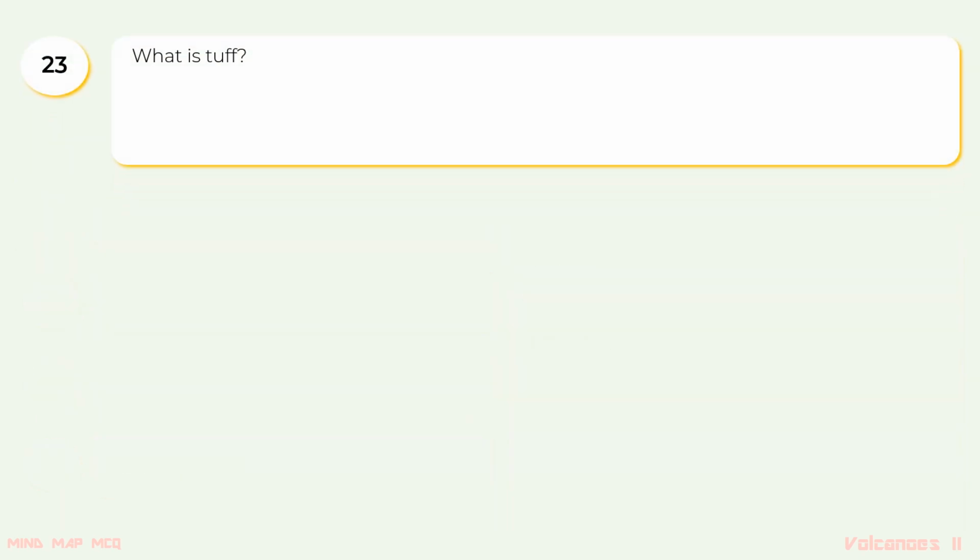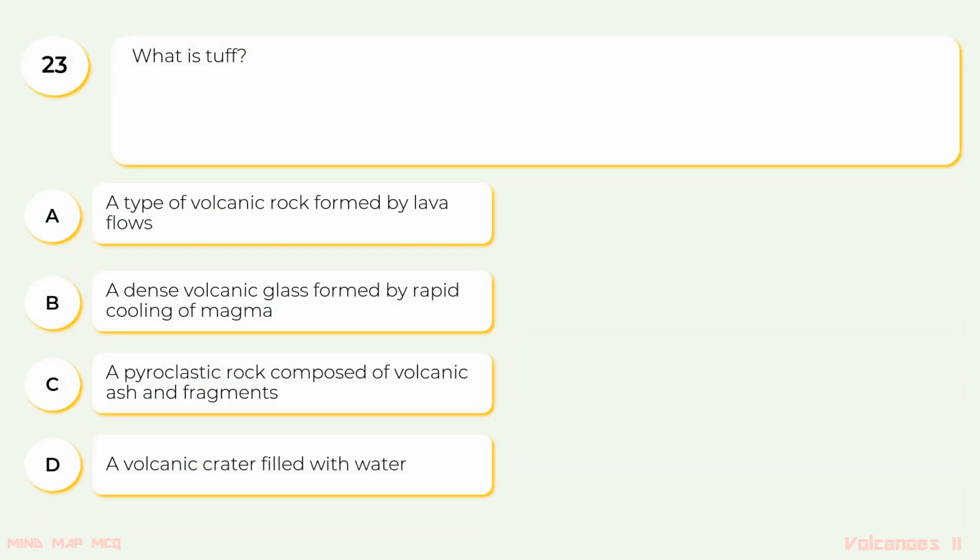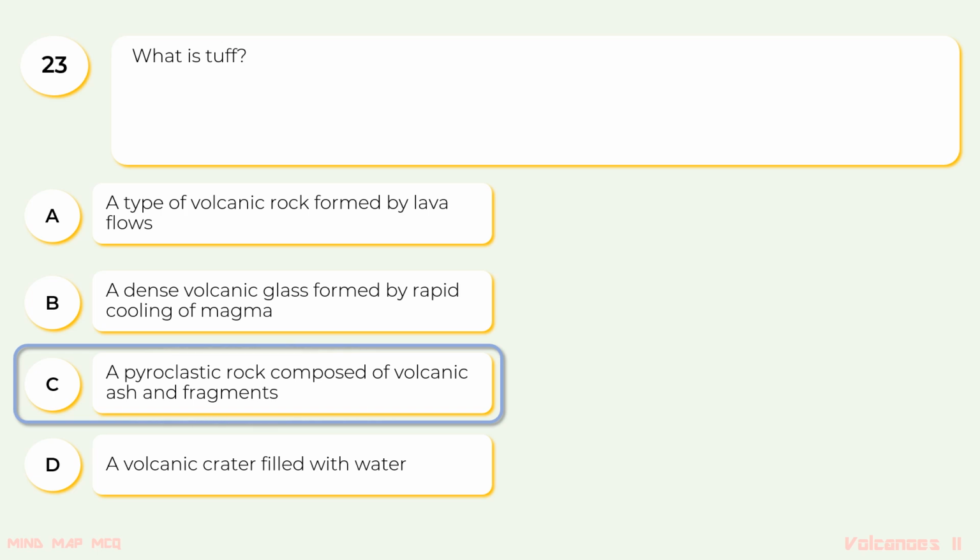23. What is tuff? Options are A. a type of volcanic rock formed by lava flows, B. a dense volcanic glass formed by rapid cooling of magma, C. a pyroclastic rock composed of volcanic ash and fragments, D. a volcanic crater filled with water. The correct option is C. a pyroclastic rock composed of volcanic ash and fragments.